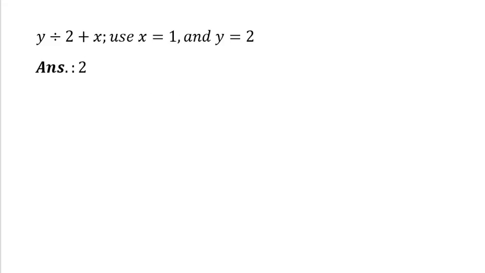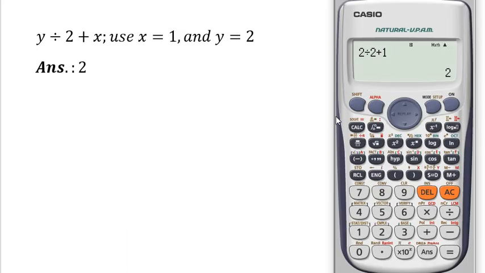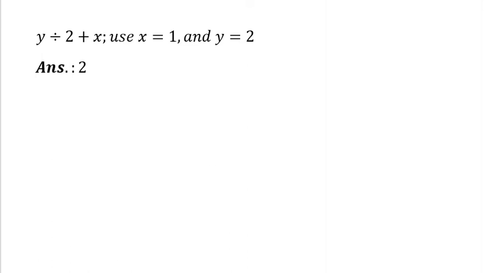So we have here an expression y divided by 2 plus x, and we were given values of x and y, x being 1 and y being 2. So the answer that we should get is 2. So inputting that in the calculator, y is 2 divided by 2 plus 1. So the answer will be 2. So that's simple enough. And let's go to the next one.